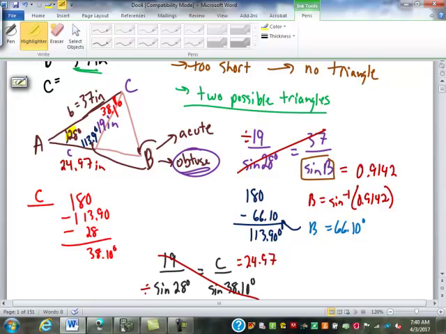Our smallest angle here is the 28 degrees. 19 is the smallest side. Largest angle is the 113.9. 37 is the largest side. So it makes sense. Now that doesn't catch every mistake, but it catches the really silly ones if you do that.